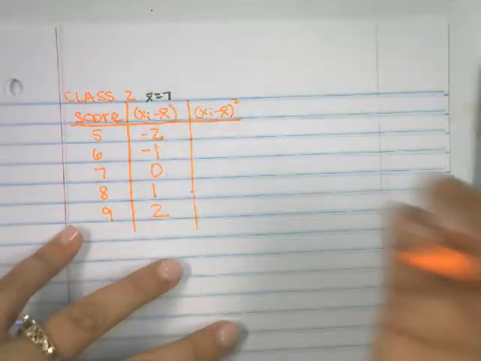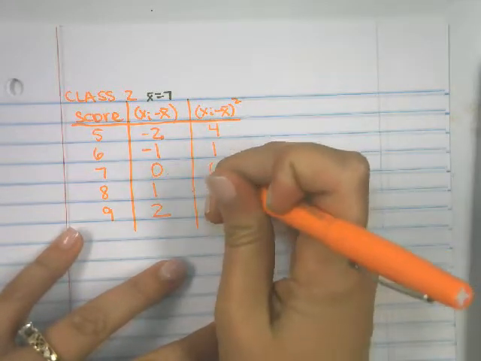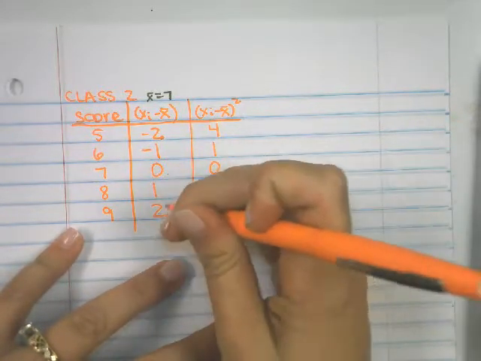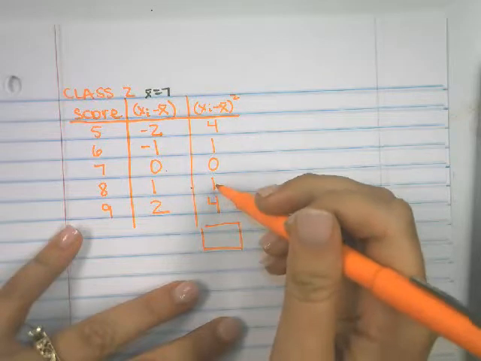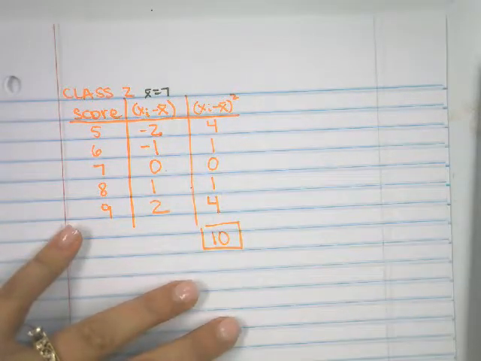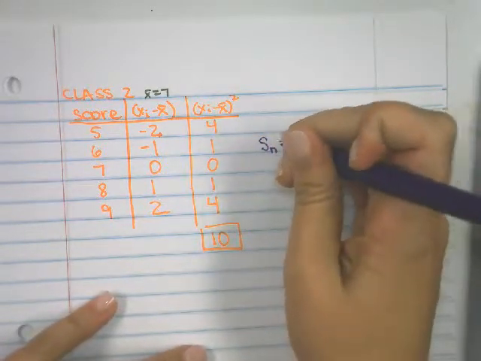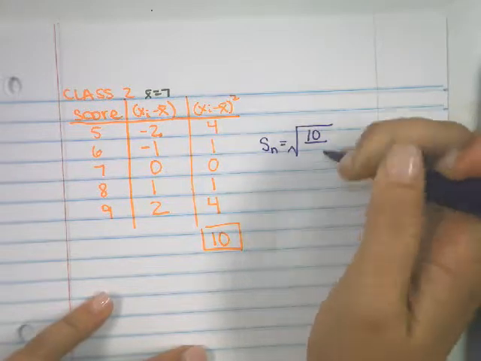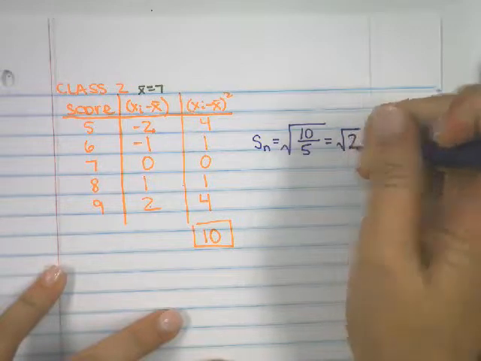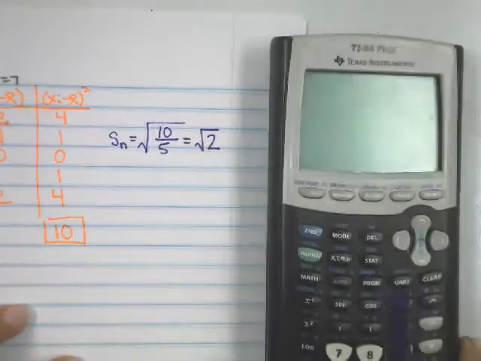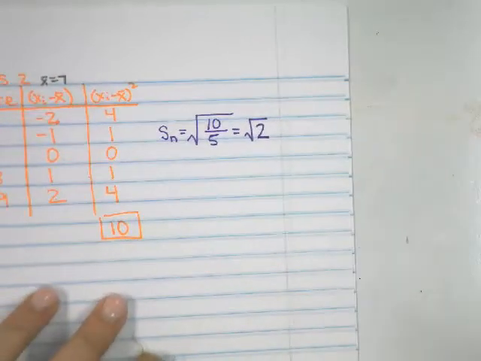Now we take that last number that we found and square it. So negative 2 squared is 4, negative 1 squared is 1, 0 squared is 0, 1 squared is 1, 2 squared is 4, and we add them up: 4, 5, 6, 6 plus 4 is 10. So our standard deviation for class 2 is the square root of 10 over 5, since we've got 5 total data items, which is the square root of 2. 10 over 5 is 2. The square root of 2 is 1.41.